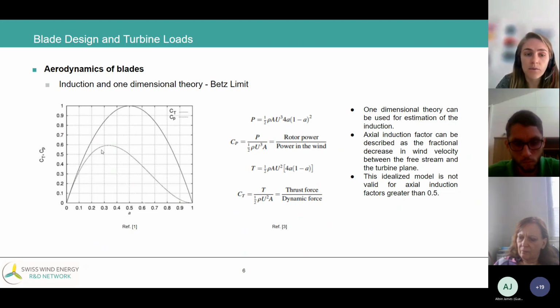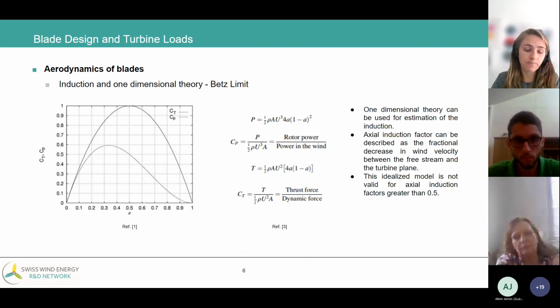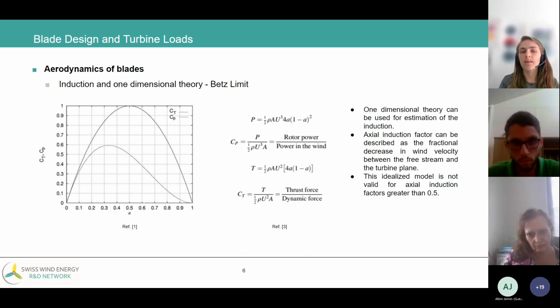So we know that if we are close to 0.33, we have a good value for the induction. We are close to the maximum possible that we can have. And this is something that we calculate when we are doing the blade design. We plot, for example, the induction over the radius. So it's something that we use.